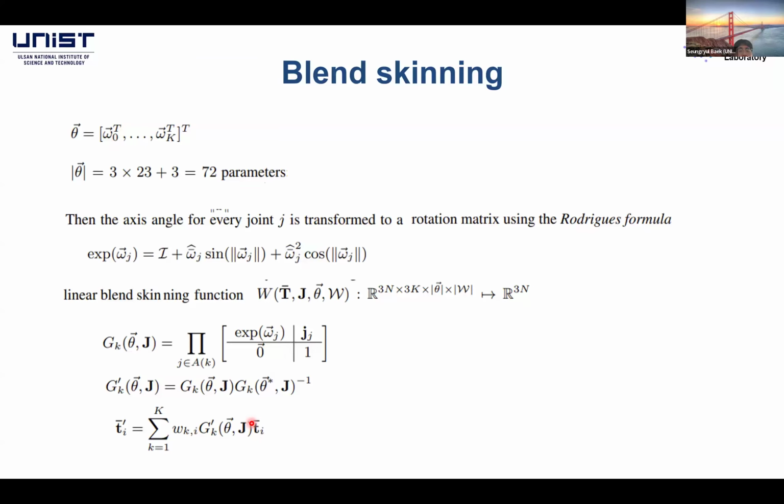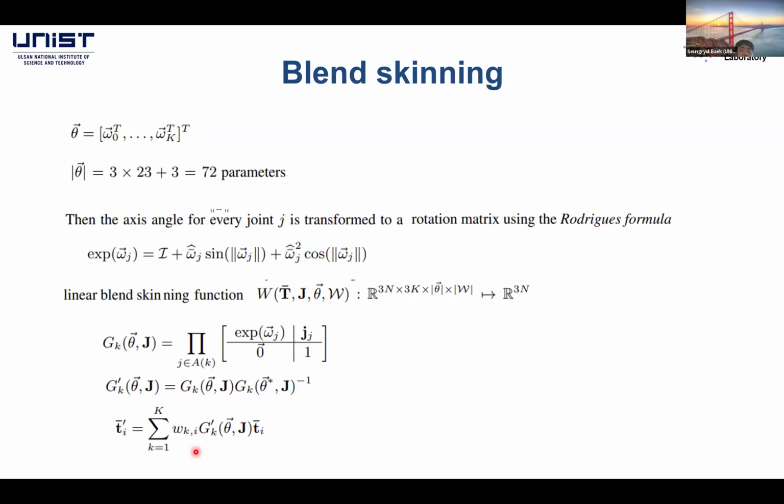And now this T i means the vertices on SMPL. There are 6,800 vertices on SMPL, so there are that number of i indices here. And T i means each vertex on the SMPL mesh. Okay, are you guys understanding this? And they are multiplied with G prime K we just calculated.